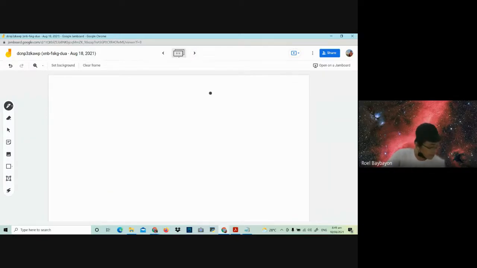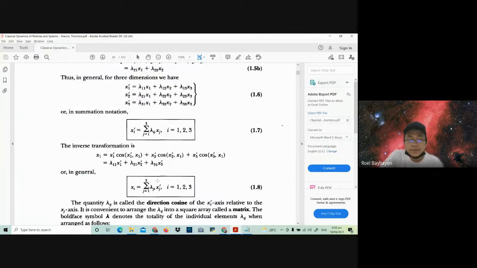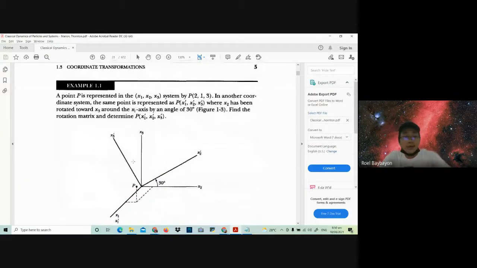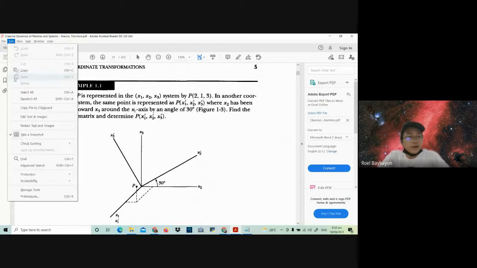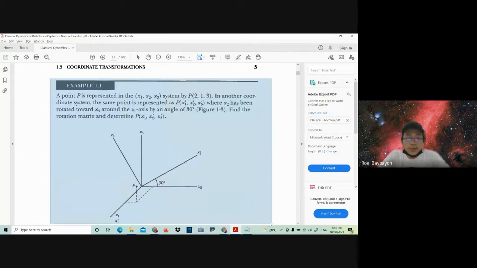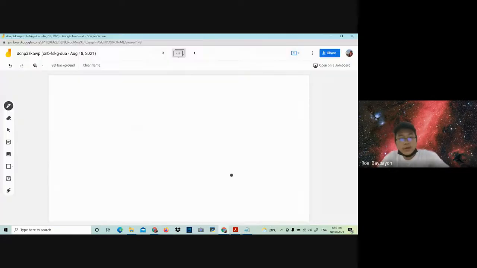Say for example, dito magkuha sa kuan pa rin na to kung ano, no? For example, clear frame na. Take example number 1, no? Example number 1. Okay.